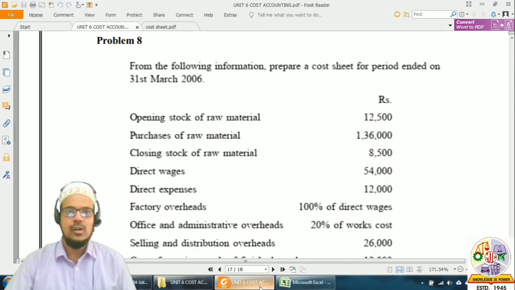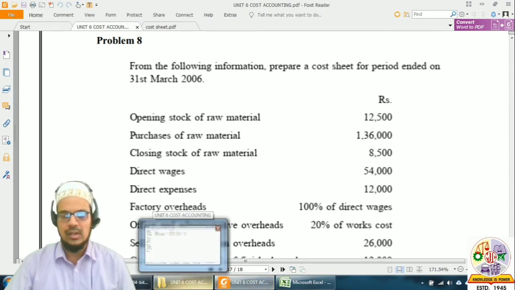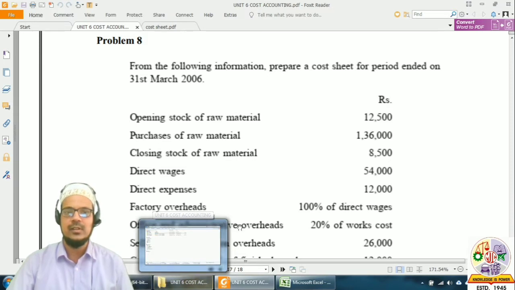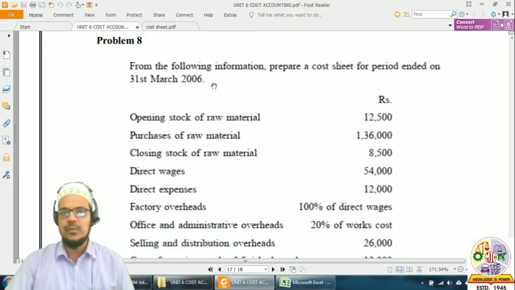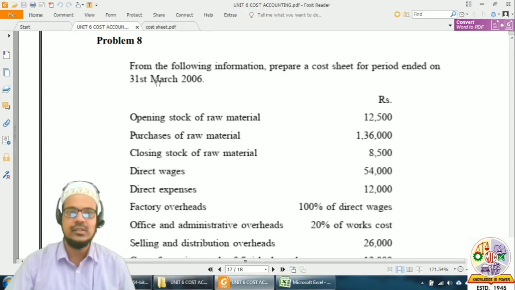Hello students, today we will be solving problem number 8 on cost sheet. So let us look at the problem number 8 first. From the following information, prepare a cost sheet for the period ended 31st March 2006.